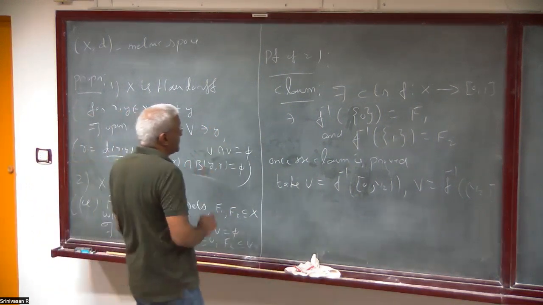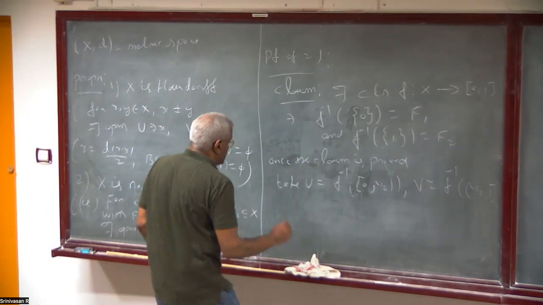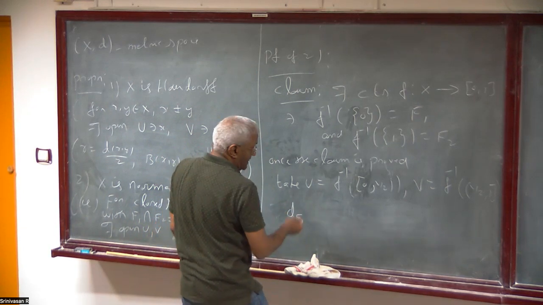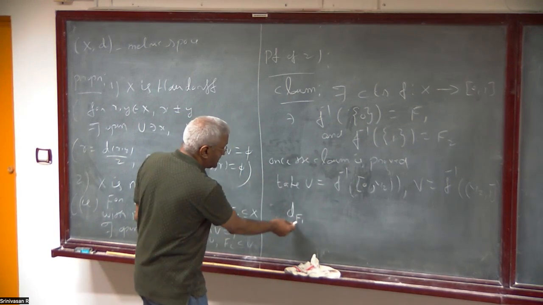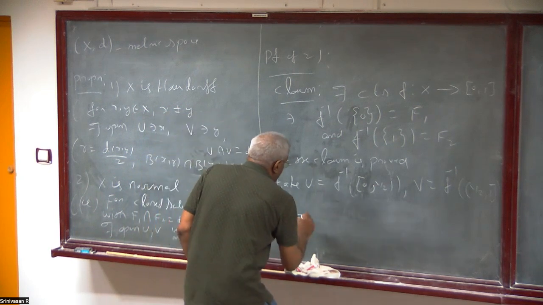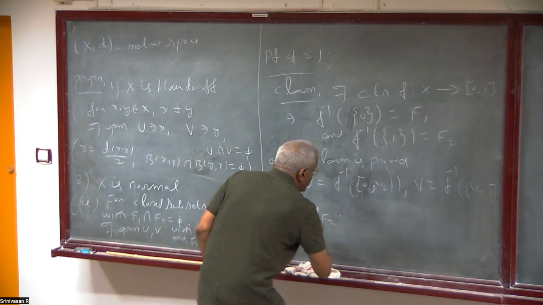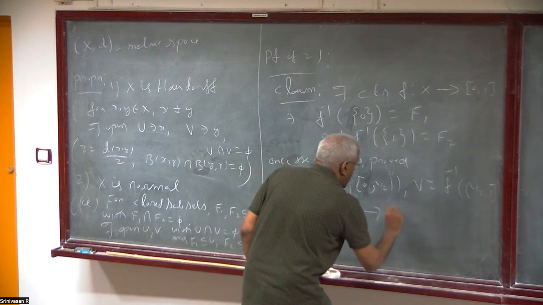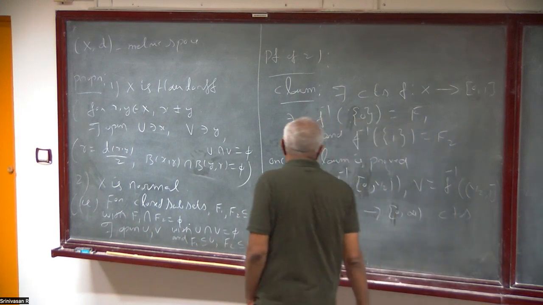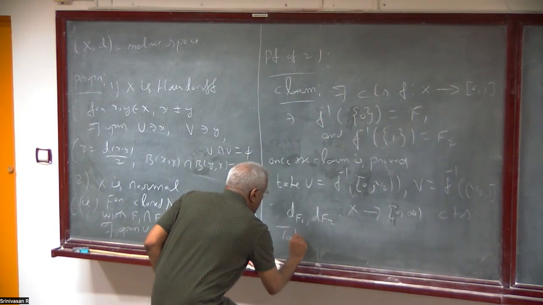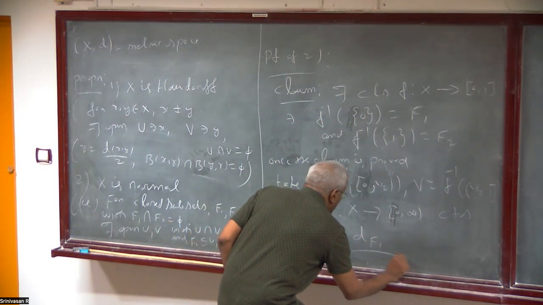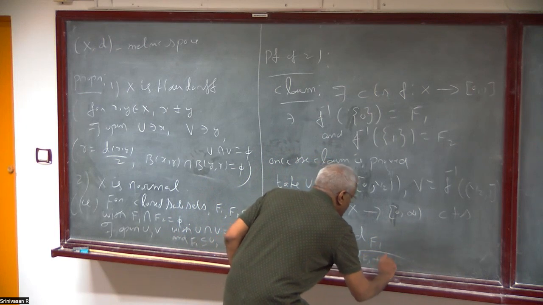Okay, so we only have to prove the claim. So, proof of the claim. We have already proved that for any set A, we can define a function d_A. At the end of the last class, we proved that d_F1 and d_F2, which are from X to [0, infinity), are continuous. We have proved that they are continuous, and take f to be d_F1 divided by d_F1 plus d_F2.